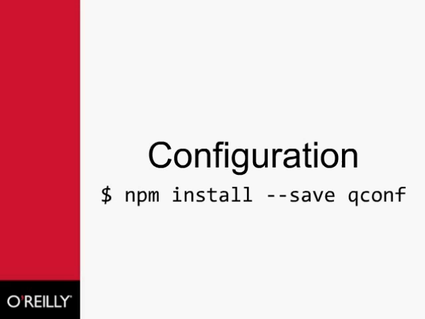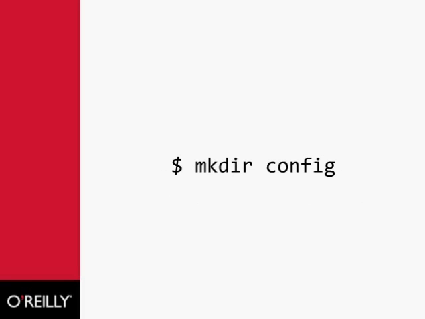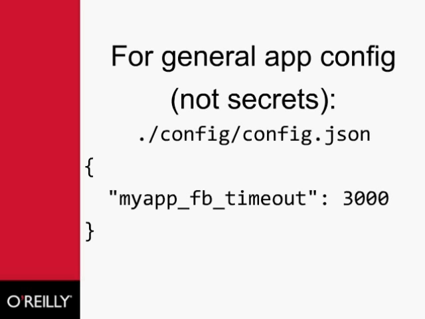So let's start configuring your app. Go ahead and type npm install --save qconf. And then make sure that you create your config directory, and then create a configuration file. It's just a regular JSON file. Just go ahead and pull open your favorite editor and do myapp.fb.timeout or whatever you want to, and you'll be able to see this data.